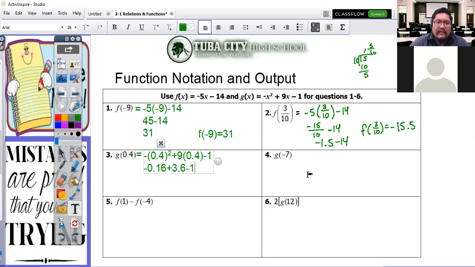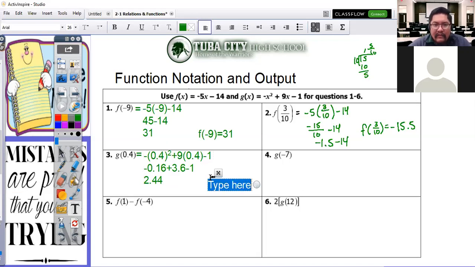And then 9 times 0.4. That would be 3.6 and then minus 1. So in this case here, let's see, we got 3.6 and it looks like I'm going to have to minus 1 and then minus this 0.16. And that gives me 2.44 for this one here.